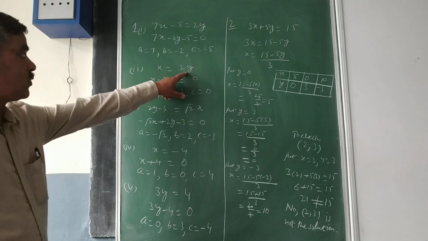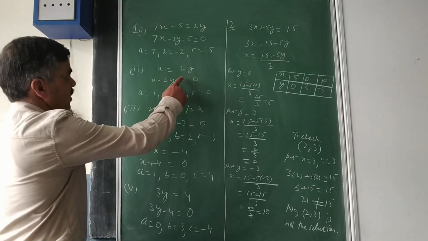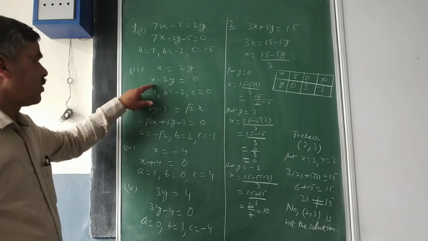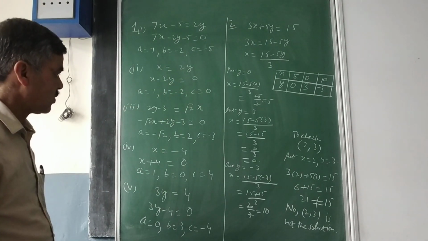Second was x is equal to 2y. So you have to write x minus 2y is equal to 0. Even you can write x minus 2y plus 0. So a is equal to 1, coefficient of x, b is equal to minus 2, c is not given, so that is equal to 0.